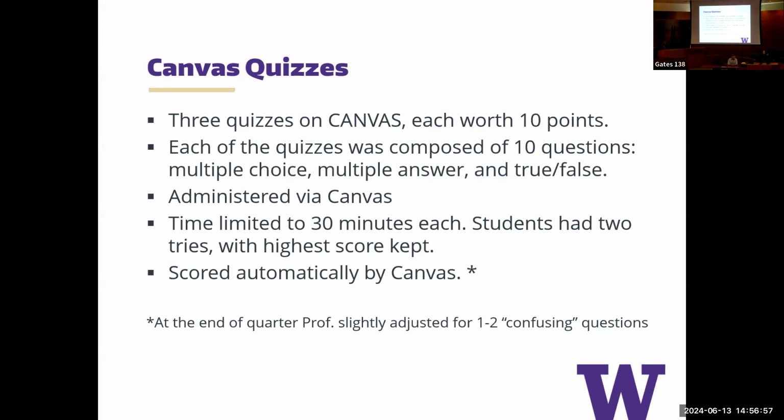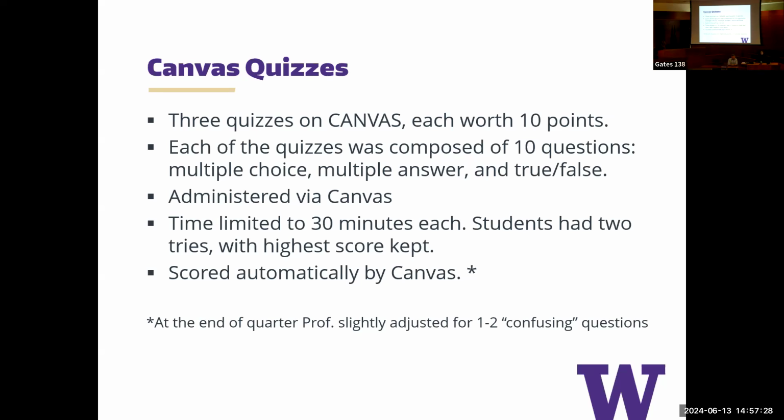So the quizzes: there were 3, each worth 10 points. Each was composed of 10 questions, a combination of multiple choice, multiple answer, and true false. It was administered via Canvas and scored automatically. I used to have fill-in-the-blank or open-ended questions on those, and then I'd think, I still have to grade this, so what's the point? So I've shifted to the ones that Canvas can auto score.